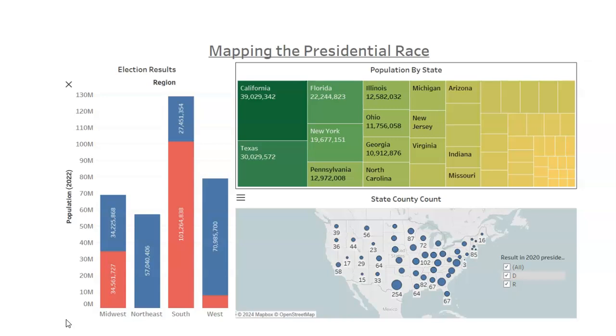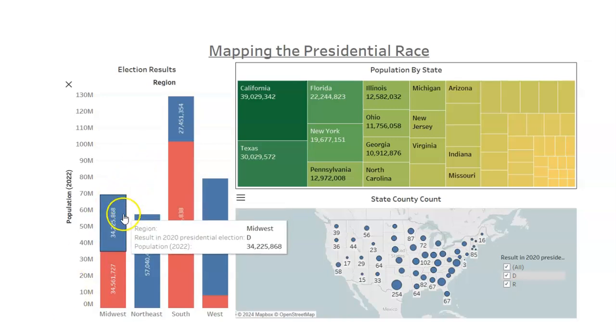As you know, every 4 years, Americans are voting for the presidential election. This dashboard will cover what states each political party should primarily focus on, allocate more resources to, marketing, all that fun stuff. So at our first chart here, we have a bar chart.